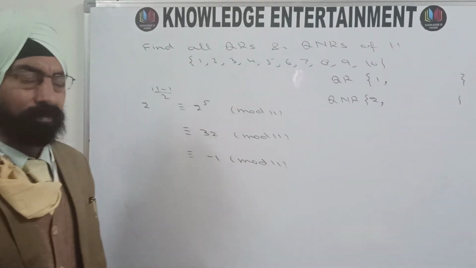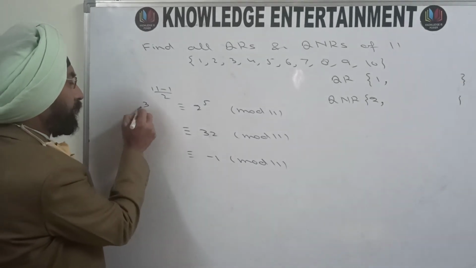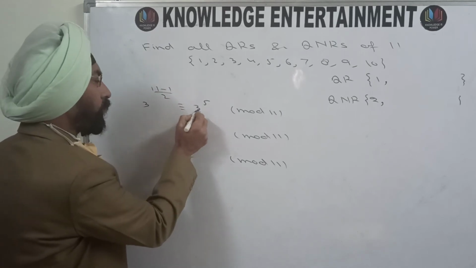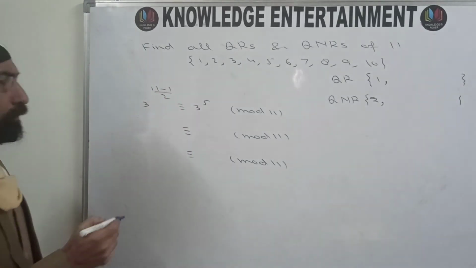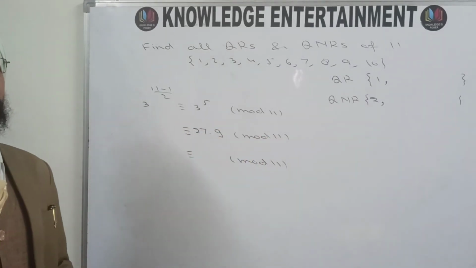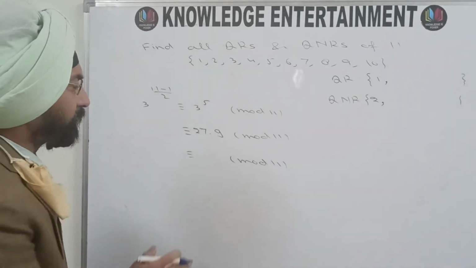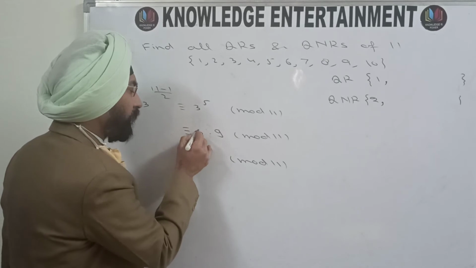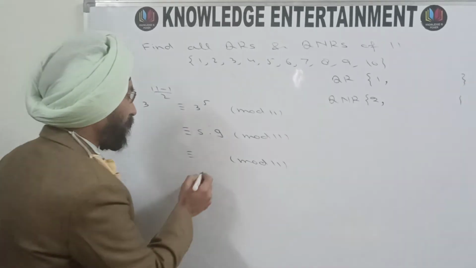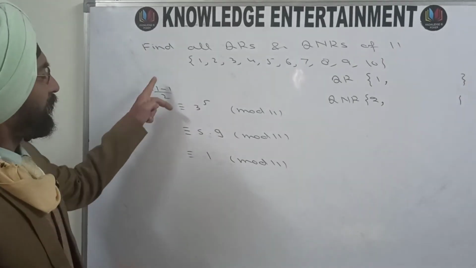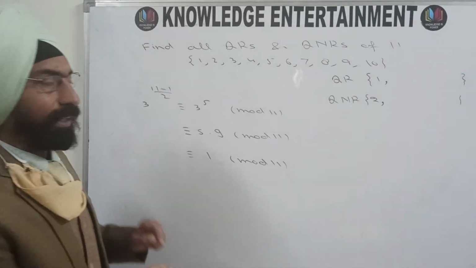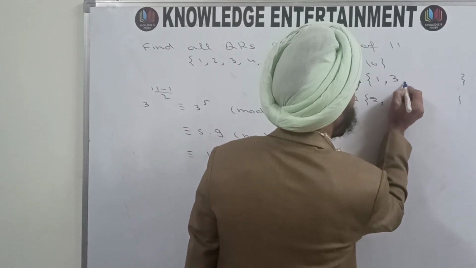Now check out 3. So what happens if we take 3? So 3 raised to the power 5. To make it simpler, you can take it as 27 into 9. 27, when you divide it by 11, the remainder obtained will be 5. So this 27 will be replaced by 5. And 5 into 9 is 45. 45, when you divide it by 11, the remainder obtained will be 1. So it is 1. And since 3 raised to the power (p minus 1) by 2 comes out to be congruent to 1 modulo 11, this 3 is a quadratic residue. So 3 will go here in this set.